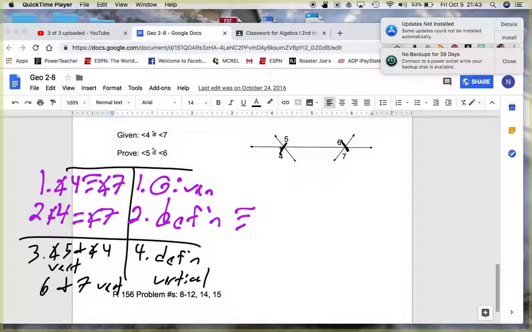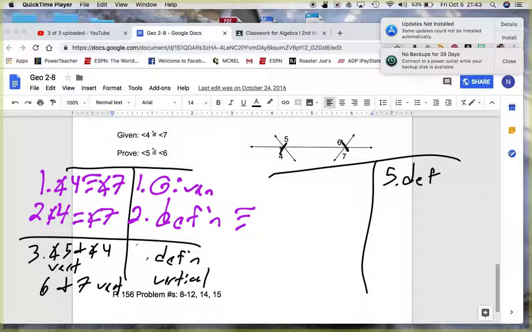But then you can go once again with definition of vertical. And I might let you just go ahead. And that's only step 3. Why did I write 4? I might just let you skip and go straight to this. But definition of vertical would say that angle 5 is equal to angle 4. And that angle 6 is equal to angle 7.